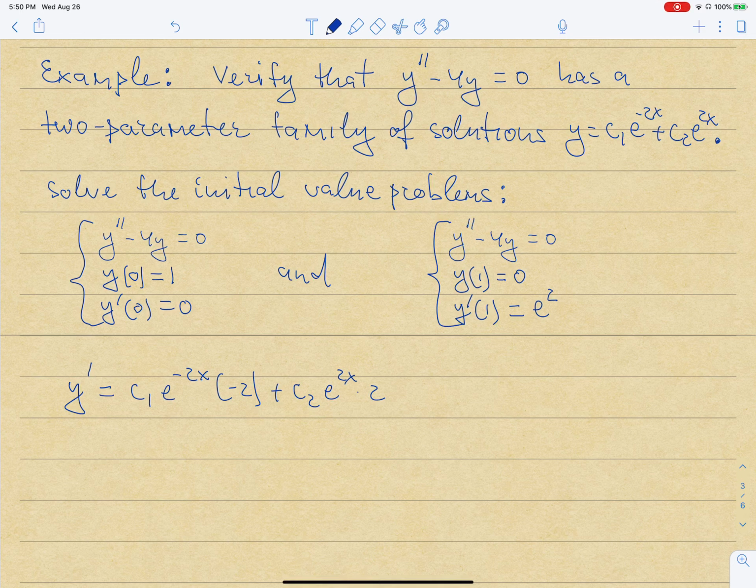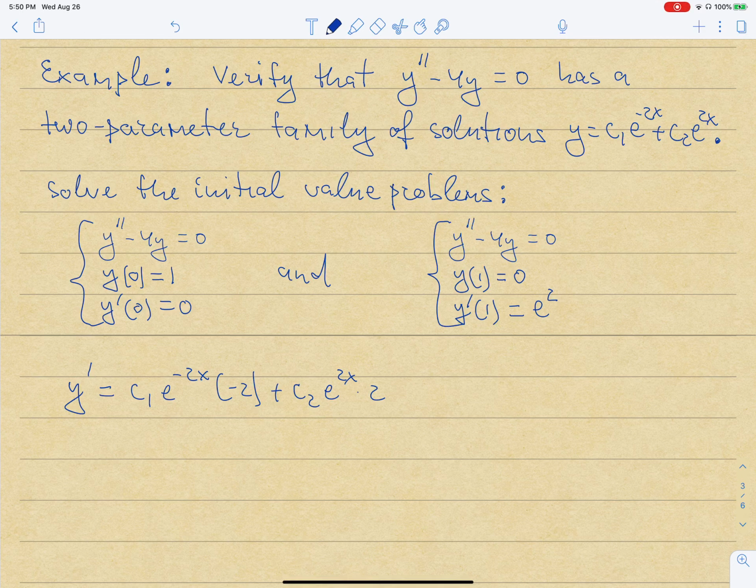Then the second derivative is going to be, so repeat this again, C1 e to the minus 2x, derivative of e to the minus 2x is itself. And the chain rule brings down another minus 2, so minus 2 squared, plus C2 e to the 2x, another 2 comes down, times 2 squared. Now, 2 squared or minus 2 squared doesn't matter. Both are equal to 4, which I can pull out to get 4 times C1 e to the minus 2x plus C2 e to the 2x.